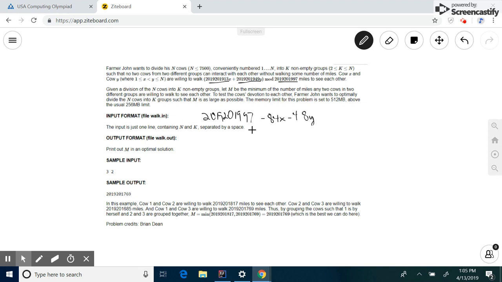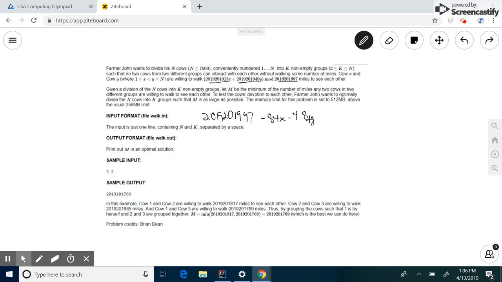And just as a quick check, we can test to see whether this equation will ever go negative. Because if it goes negative, then we'll have to increase it by another 2019, 2019, 97, and that will make it a little more complicated. But we see that since n is only less than 7,500, then x and y have to be less than 7,500 as well, and this equation will never be negative given those bounds. Okay, so now we've simplified the number of miles that two cows will walk to see each other. But how does this help us?